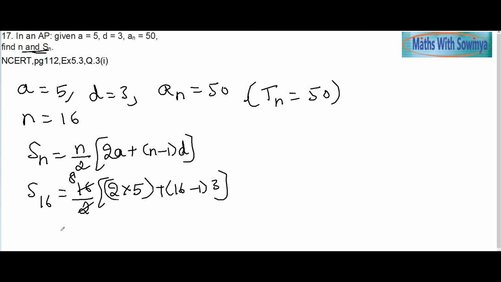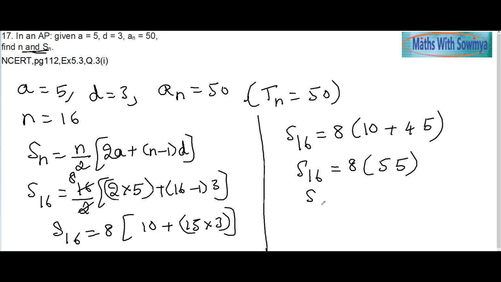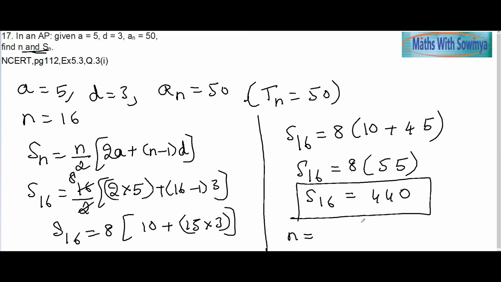This will go 8. 15 into 3. 10 plus 45. Yes, 16 will be... 440 will be the answer. So we got both the things asked. n is 16 and the sum of the 16 terms is 440.